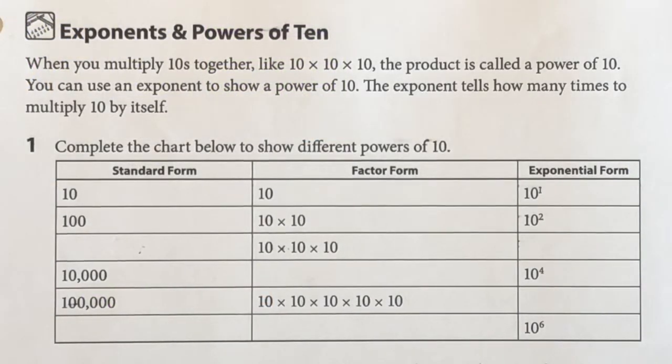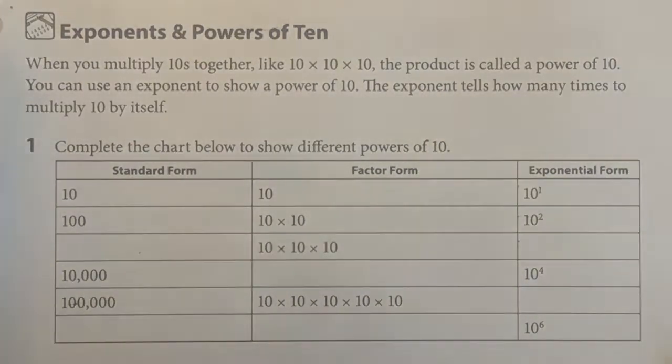Today we're going to be talking about exponents and the powers of 10. When you multiply tens together, like 10 times 10 times 10, the product is called a power of 10. You can use an exponent to show a power of 10. The exponent tells how many times to multiply 10 by itself. So we're going to discuss this a little bit more thoroughly with some examples.